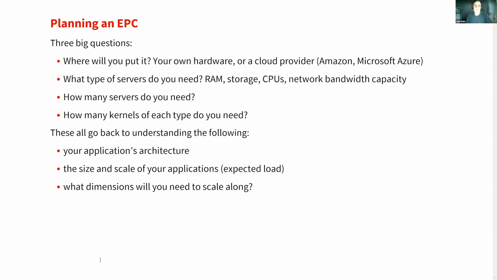But answering all these has to go back to understanding what you're trying to do. What is my application's architecture? And what size and scale do I expect now and in the future? If I'm successful, or as time goes by, how does it scale? And how do I need to plan for that? Because you may get away with 2 kernels today, but if you're successful, then you'll need more, and you want to have some headroom for that.